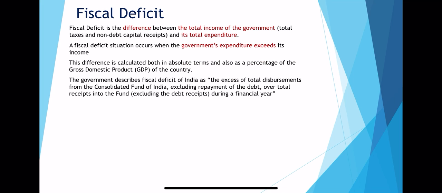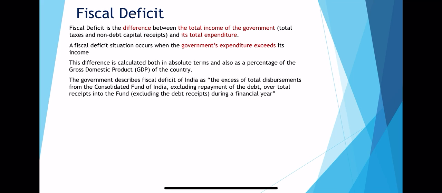The next important thing is how the government describes fiscal deficit. Basically, they say that it is the income that they get into the Consolidated Fund of India, and the expenditure that they do from the Consolidated Fund of India. The difference between the expenditure which happens from the Consolidated Fund of India and the income which they get into it is known as the fiscal deficit.